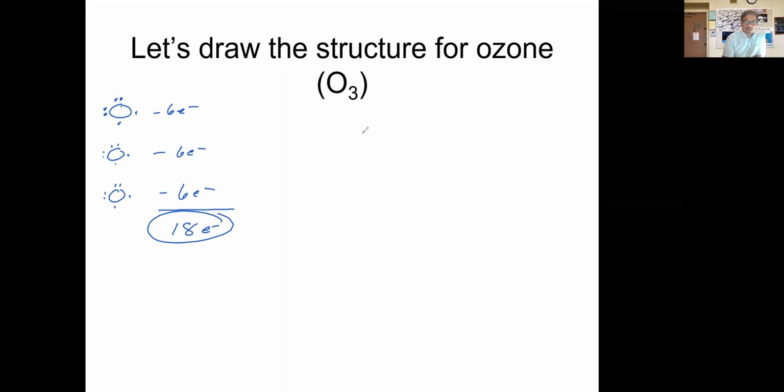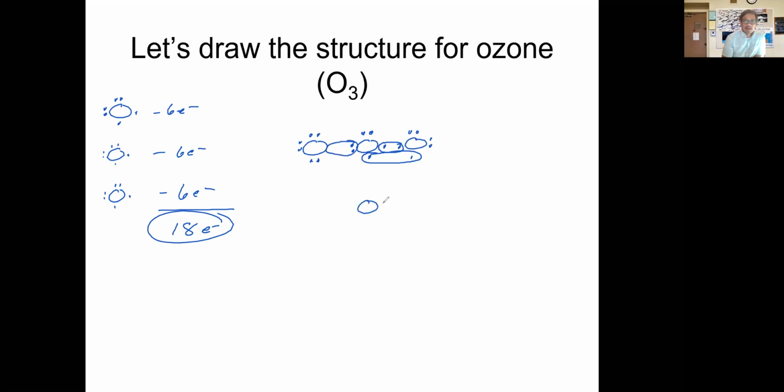I'm going to put one of these oxygens in the middle. I'm going to draw the next oxygen just right next to it. And hopefully you see that we have that double bond forming right there. And then the third oxygen, I'm going to write it this way, where we have a coordinate covalent bond forming there. So the structure that I've drawn for you has a double bond between two of the oxygens and a single bond between the third oxygen and the center oxygen as well.